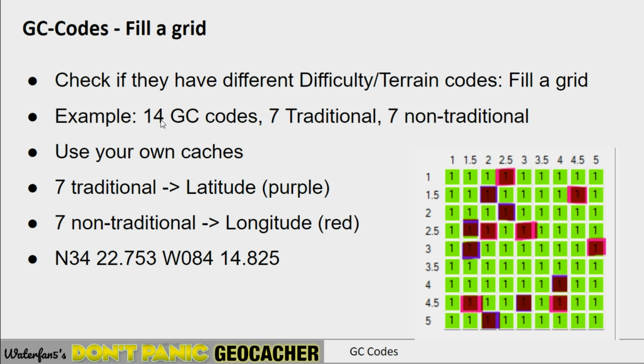By using different GC codes or different cache types or different COs or some way to group them together, and just each group will spell out a number. And you can have hundreds of GC codes and you just have to plot them over and over again on the map, and therefore get a solution at the end. So these are just some of the tricks that can be used with GC codes.